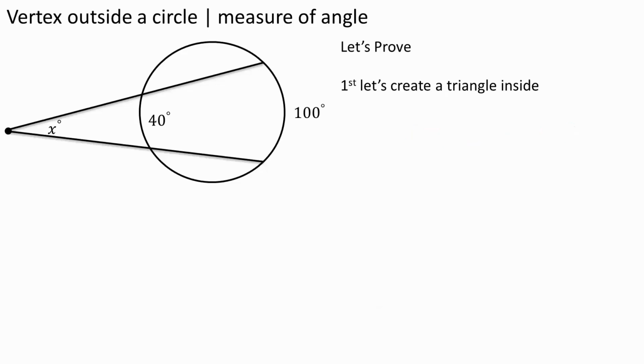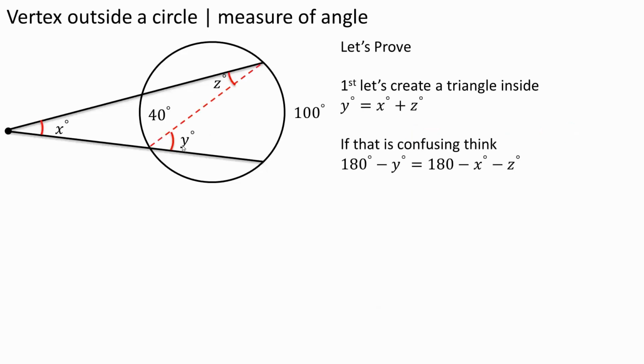So the first thing that I'm going to do is create a triangle inside. And we know that angle Y is equal to angle X plus angle Z. And if that's confusing, you can think, what is this angle right here? You know it's a supplementary angle. And so this angle right here would be 180 minus Y. And we know a triangle adds up to 180 degrees. So 180 minus X minus Z is still this value here too.